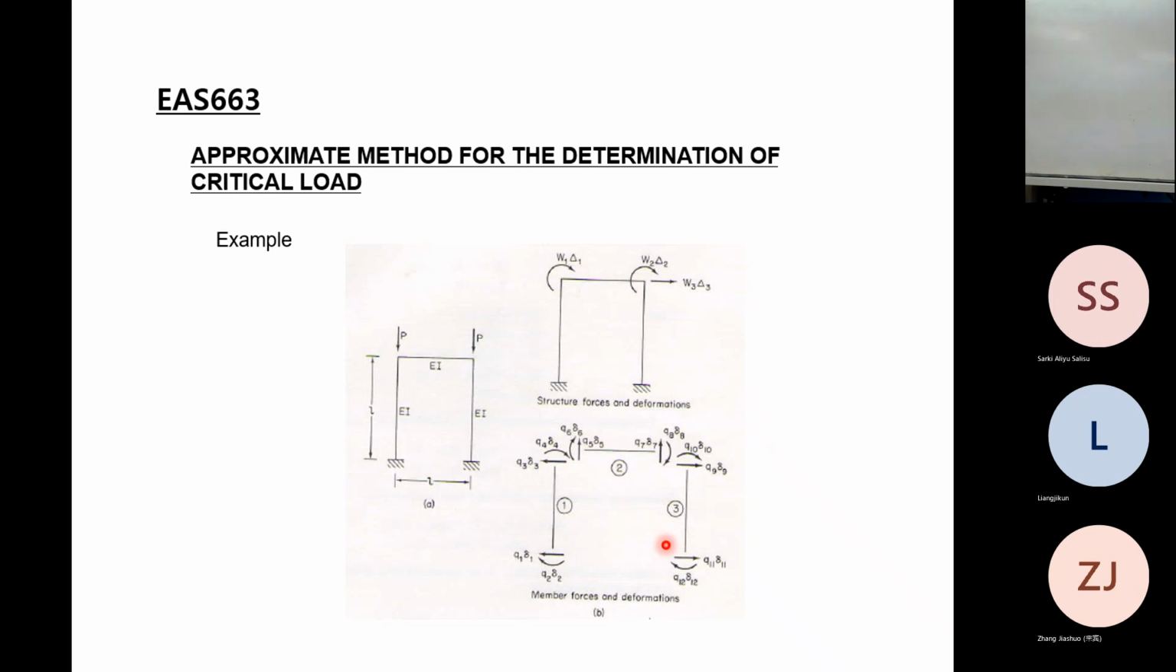Then the rotations are all clockwise as positive. This is important later when we want to relate this element displacement to global structure displacement. The direction, are they the same or are they different? When they are different, then there must be a negative. If they are the same, then they are positive. So this is important when you want to relate to the structure displacement.